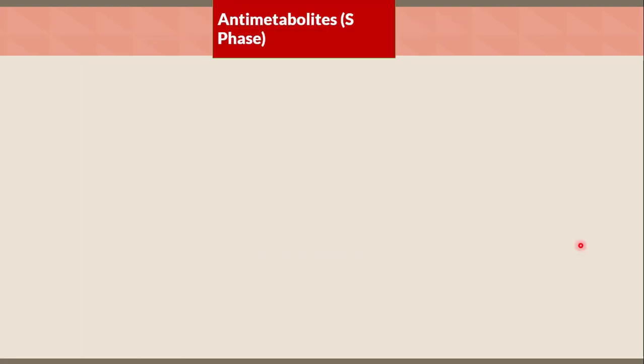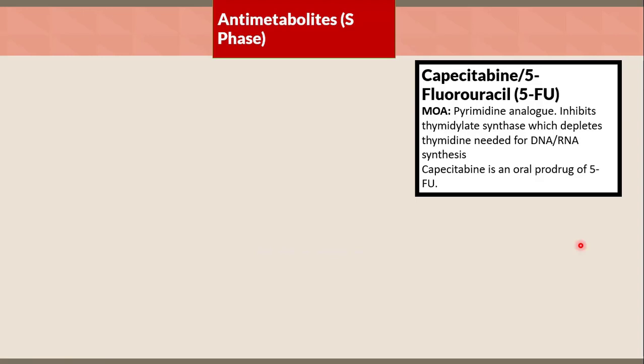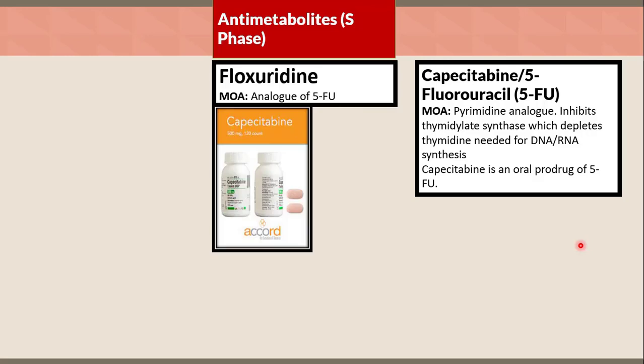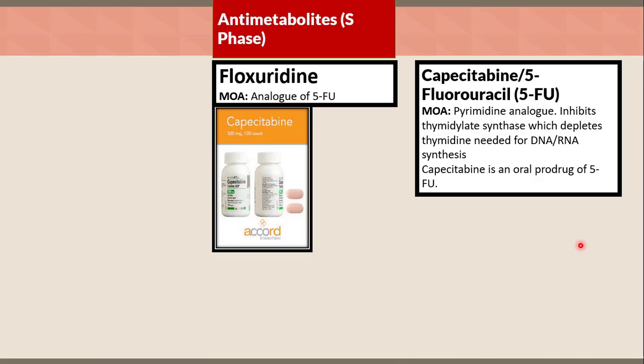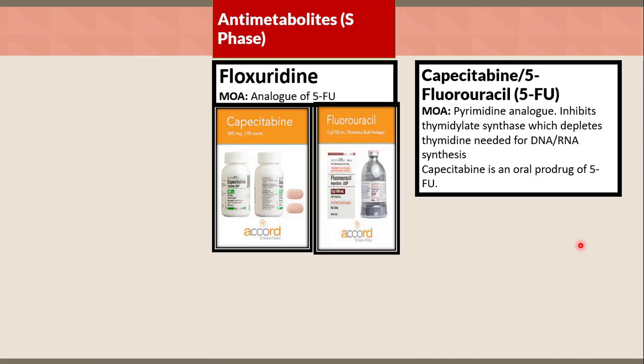Antimetabolites, S phase. Capecitabine, fluorouracil. Mechanism of action: pyrimidine analog, inhibits thymidylate synthase, which depletes thymidine needed for DNA and RNA synthesis. Capecitabine is an oral prodrug of 5-FU, floxuridine, an analog of 5-fluorouracil.